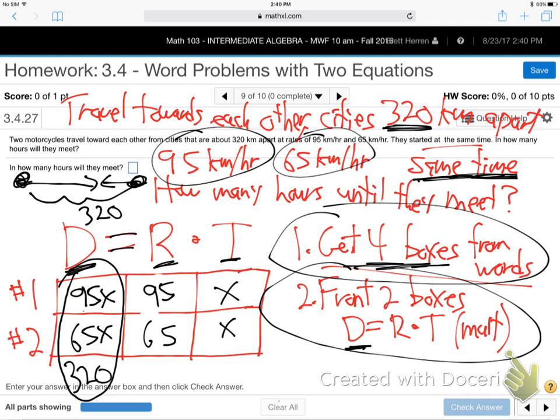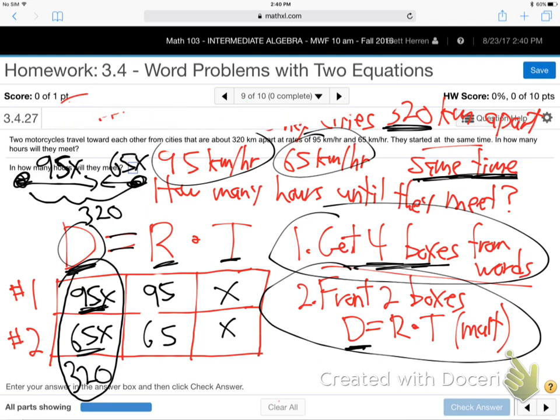Why? What am I talking about? Because however far motorcycle 1 went, 95x, right, that's the distance for motorcycle 1. And however far motorcycle 2 went, 65x. They have to add up to be the whole 320, don't they? They cover the 320. So you add them up. I'm kind of out of room here. Let me come up here. So that's our equation, and that's not a hard one to solve. Easier than all those other ones we're doing today.